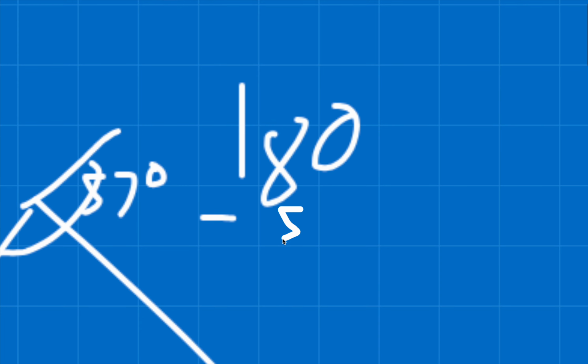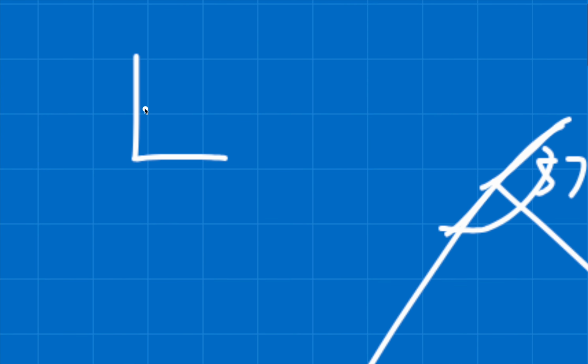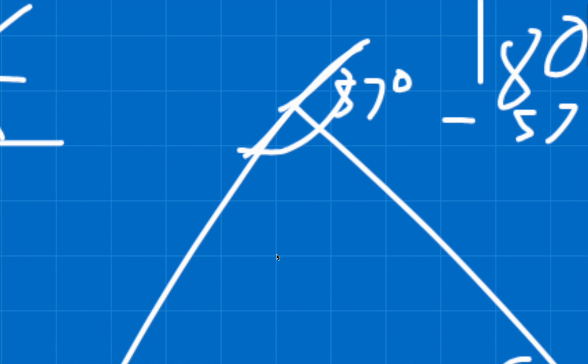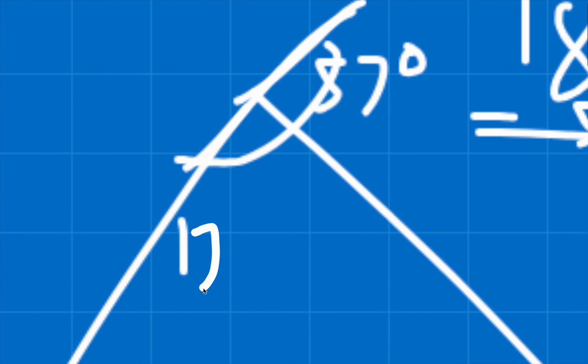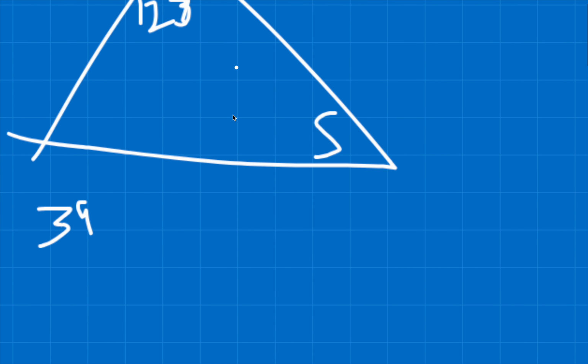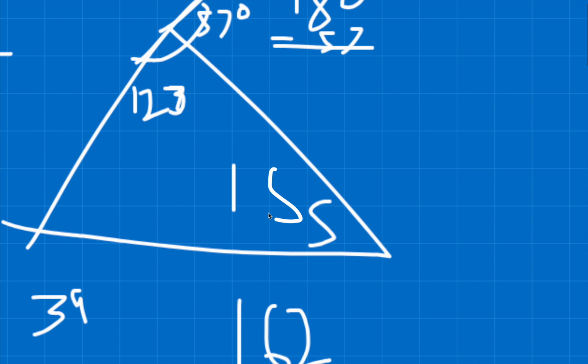180 minus 57, because this is a supplementary angle, different from complementary, which is 90 degrees, supplementary 180, and a circle 360. Alright, so 180 minus 57 is 123, and once we add that with the 39, we'll get pretty close with the 172. Hold on, not 172, 162. And once we subtract that from 180, we'll get 18.